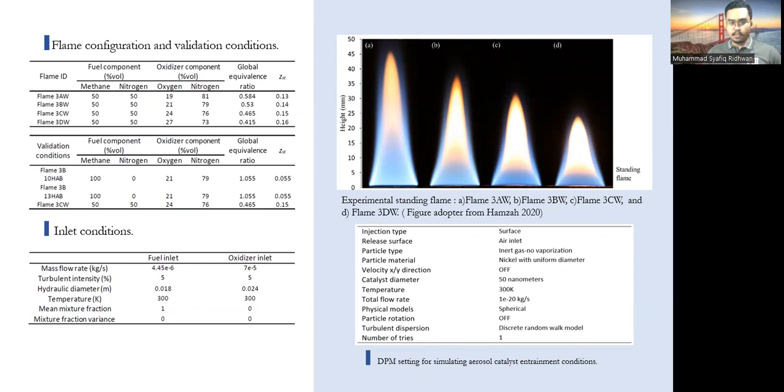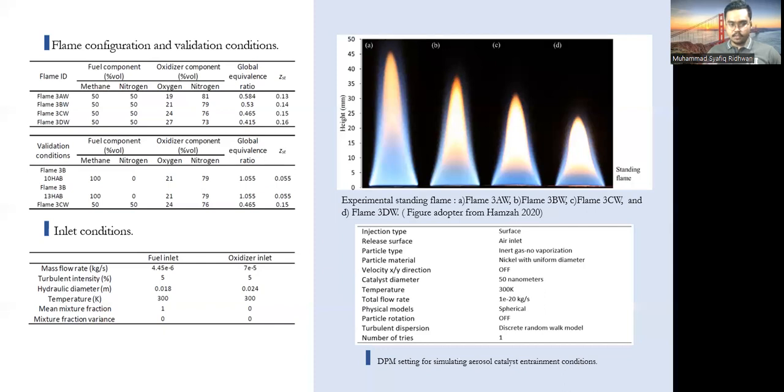DPM model setup: we set it up with interaction with the continuous phase active, and update the DPM source every 10 flow iterations. The particle is tracked for 500 millimeters from the inlet until the synthesis chamber. The injection type is surface type. The release surface is the air inlet, where the particles are released. The particle type is inlet gas, no vaporization. The particle material is nickel with uniform diameter. The catalyst diameter is 50 nanometers based on research from another group. The temperature is set at 300 Kelvin. The total flow rate is 1 times 10 to the power of minus 20 kilograms per second.